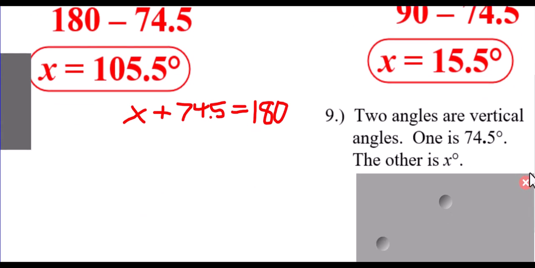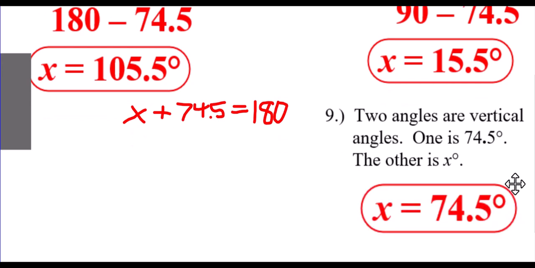Problem number 9, two angles are vertical angles. That means they're congruent, so there is no work. It's going to be the same measure for x as it was for the other one that was 74.5 degrees. They're going to both equal each other. That's what we should know about vertical angles.